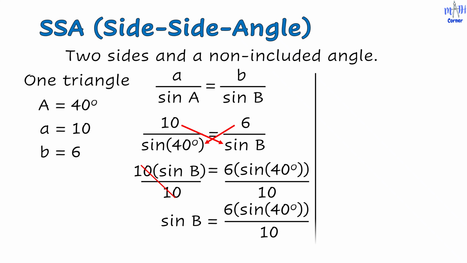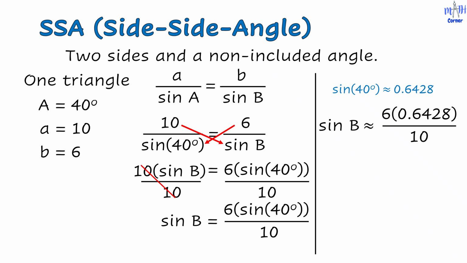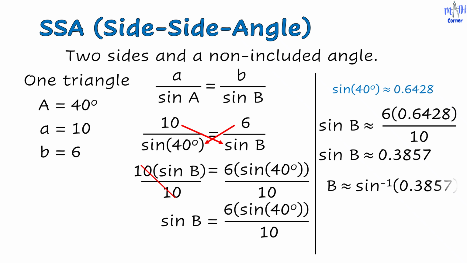Sine B equals 6 times sine 40 degrees divided by 10. Using a calculator, sine 40 degrees is approximately equal to 0.6428. Sine B is approximately equal to 6 times 0.6428 divided by 10. So sine B is approximately equal to 0.3857. Take the inverse sine of both sides to find the angle. Angle B is approximately equal to the inverse sine of 0.3857. Angle B is approximately equal to 22.7 degrees.